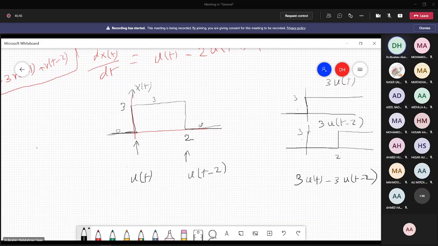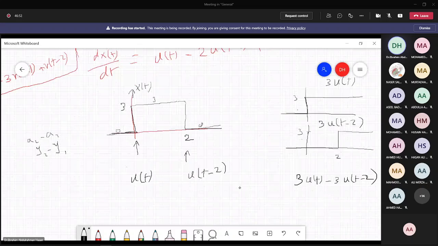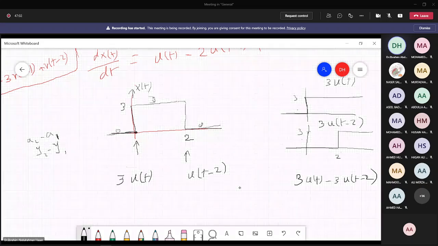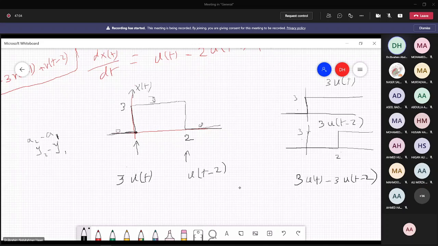Again, it is y2 minus y1, or if you want to name it a2 minus a1. At 0, it changes from 0 to 3, so 3 minus 0, which is equal to 3. At 2, it is 0 minus 3, so it is minus 3, which is exactly equal to this one.